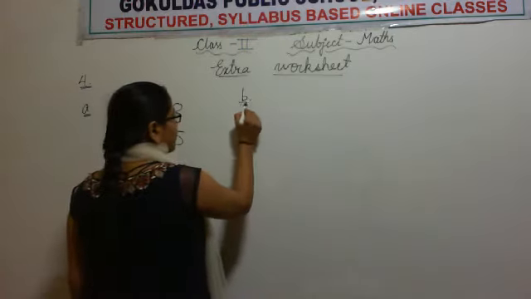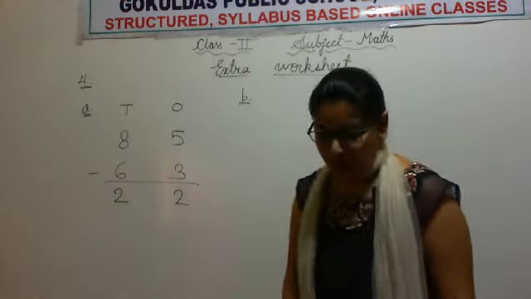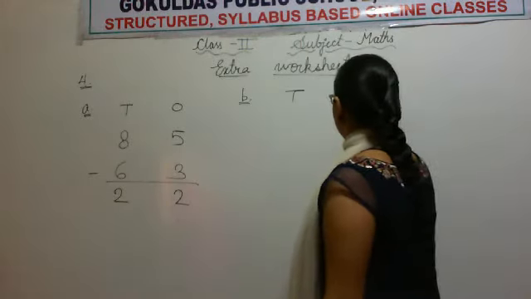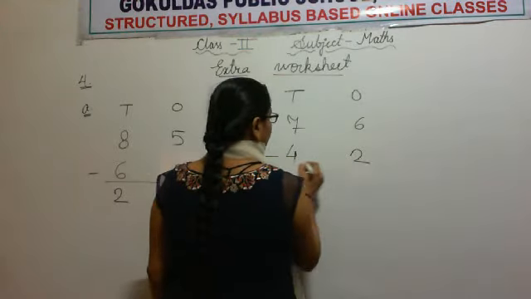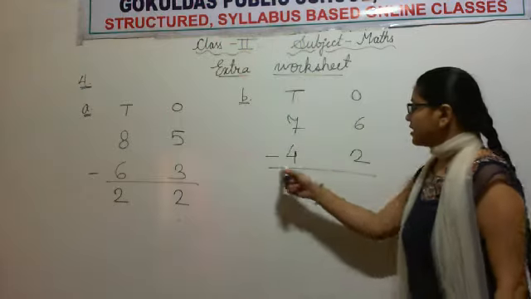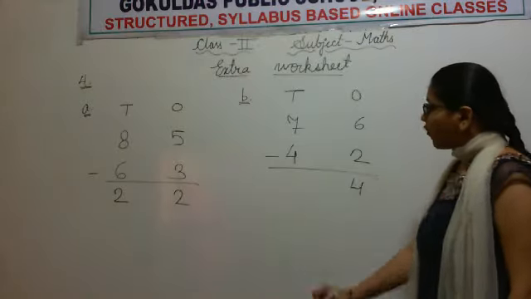Now part B. That is 76 minus 42. Again starting from the ones place, 6 minus 2. All of you open 6 fingers. Now minus 2 is there. So close 2 fingers. Now tell me how many fingers are left. Very good. 4 fingers are left. So we will write the number 4.